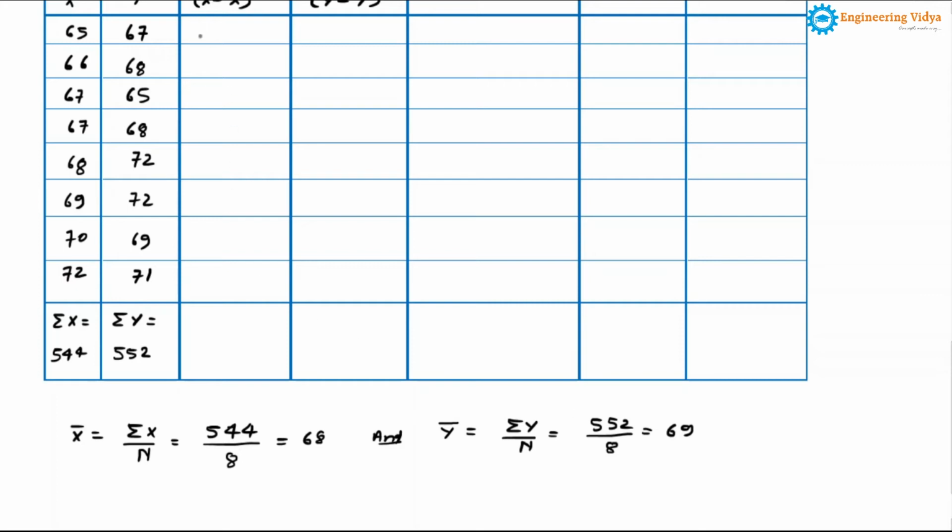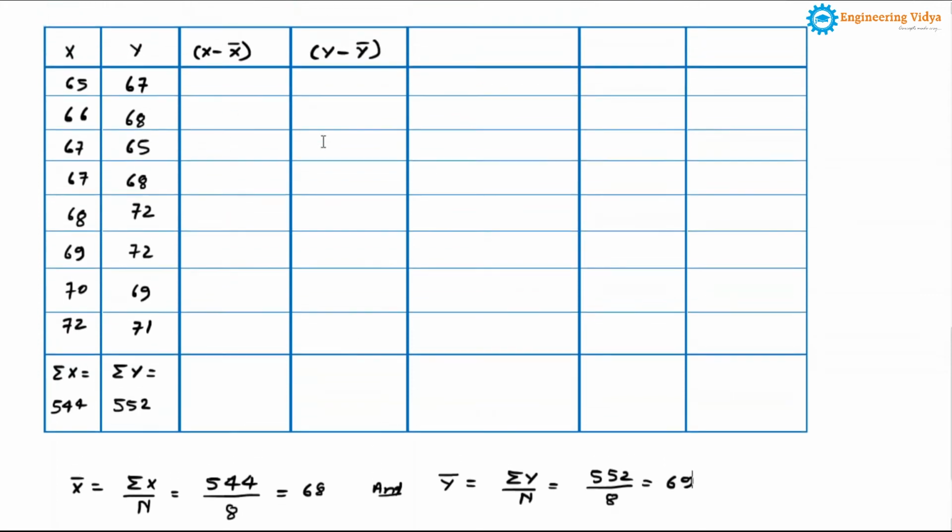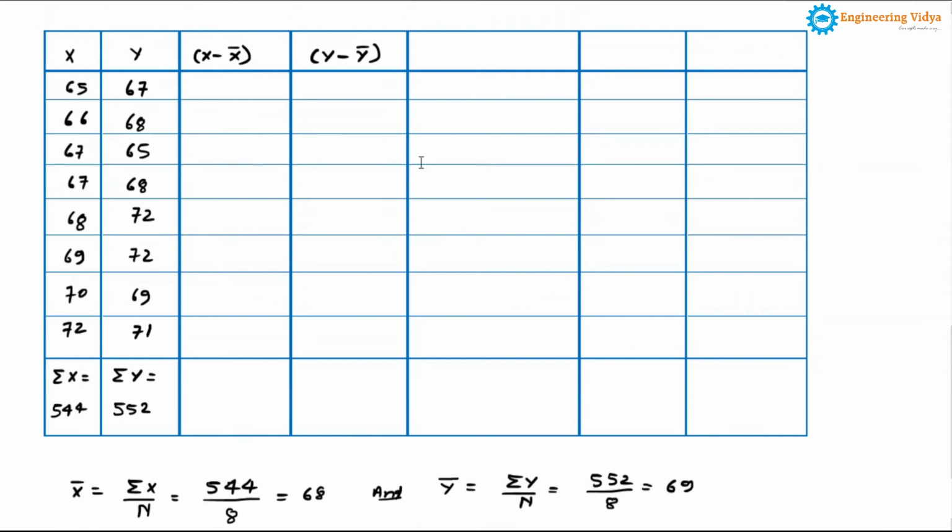Now on the basis of that, we calculate the remaining things. Since x bar is 68, from every x we're going to subtract 68. So 65 minus 68 is minus 3, 66 minus 68 is minus 2, then minus 1, 0, 69 minus 68 is 1, then 2, then 4. I hope you understood this, right?